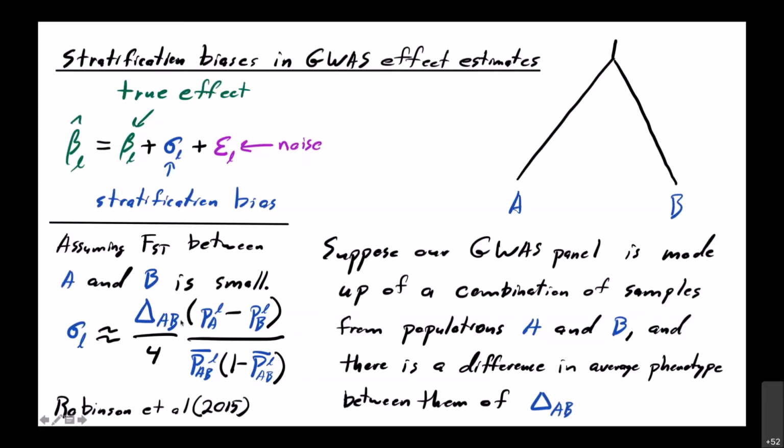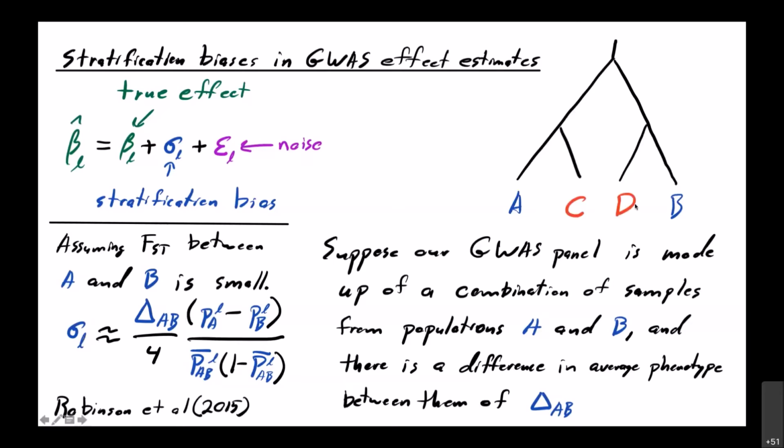The real problem comes from this. We have this effect on the phenotype, this environmental difference between the two populations, and then this allele frequency difference here. And so both of these things have a sign. And so if the signs are both positive, or if they're both negative, the bias in the effect will be positive, right? If the signs differ, the bias in the effect will be negative, right?